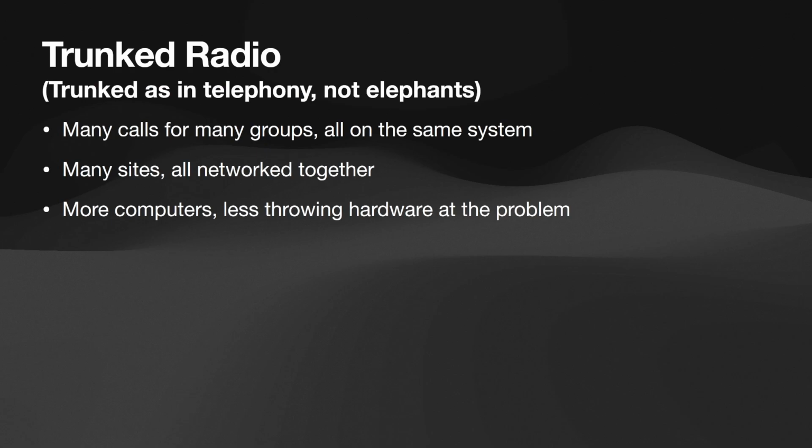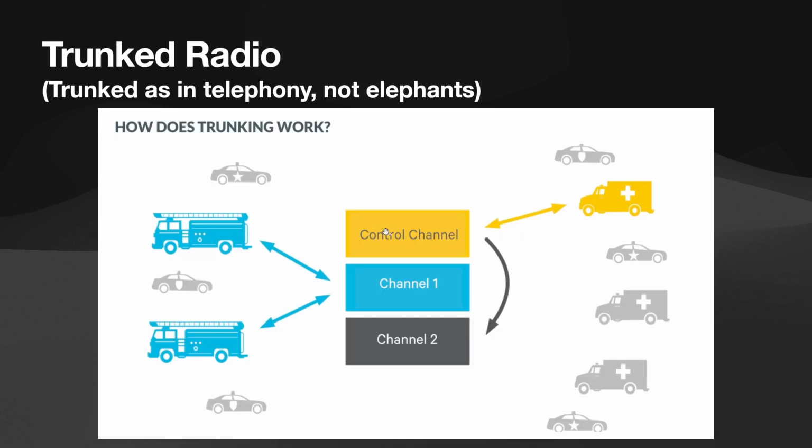And so when it comes to trunked radio, you get many calls for many groups, all on the same system. Basically what happens is there's a control channel where we've added in some computers and some signaling that say, okay, we've got this pool of channels, and we're going to dynamically allocate them to the people that key up on the system and want to talk.